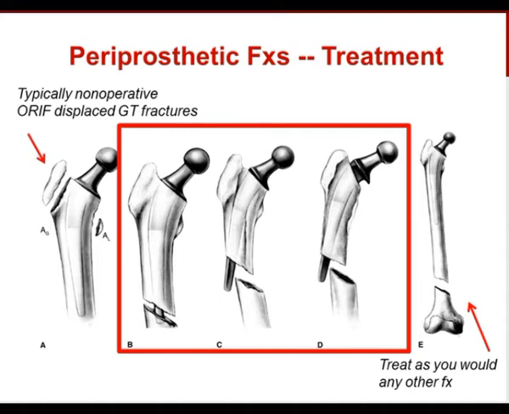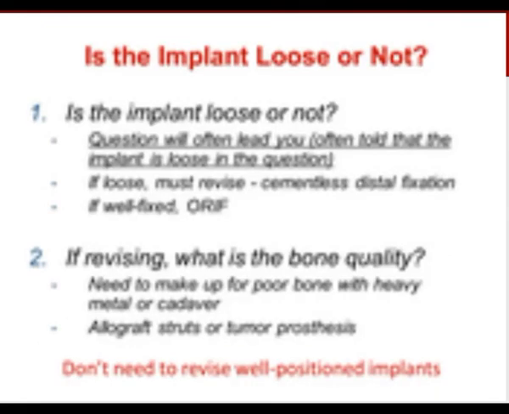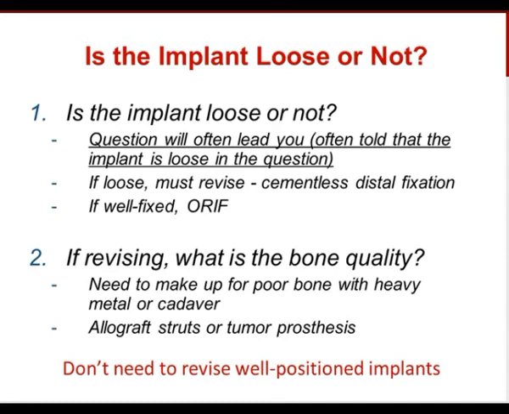Again, a type C, which is a fracture well distal to the hip, those we treat as you would any other fracture. When we talk about the type B fractures in the middle of this slide, the B1, B2, and B3, these are the ones where you're likely to be tested on. And this is how I would recommend that you deal with these fractures. Number one, ask yourself, is the implant loose or not? And the question will often lead you down the path.